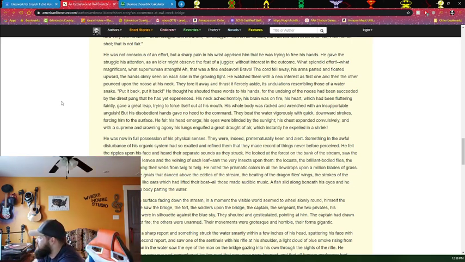He shouted these words to his hands, for the undoing of the noose had been succeeded by the direst pain that he had yet experienced. His neck ached horribly. His brain was on fire. His heart, which had been fluttering faintly, gave a great leap, trying to force itself out his mouth. His whole body was racked and wrenched with an unsupportable anguish, but his disobedient hands gave no heed to the command. They beat the water vigorously with quick, downward strokes, forcing him to the surface. He felt his head emerge. His eyes were blinded by the sunlight. His chest expanded convulsively, and with a supreme and crowning agony his lungs engulfed a great draught of air, which instantly he expelled in a shriek.